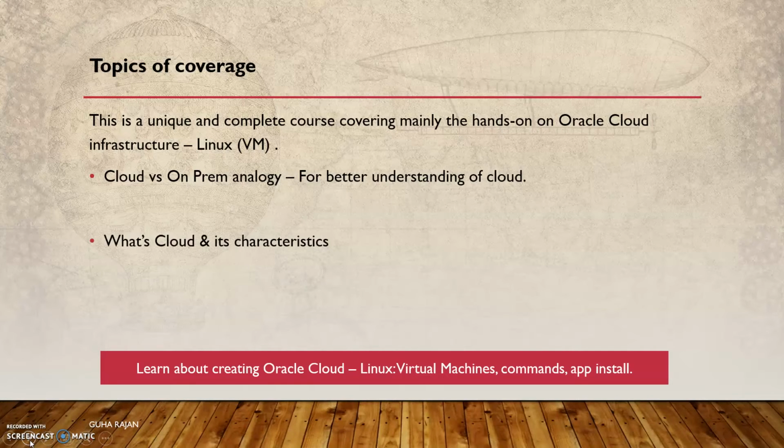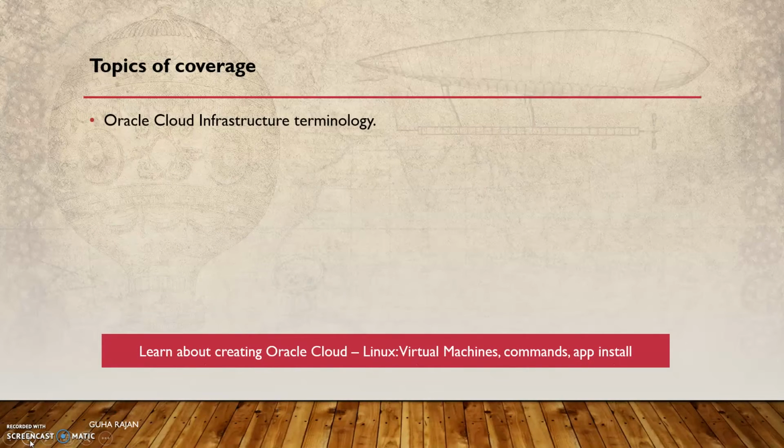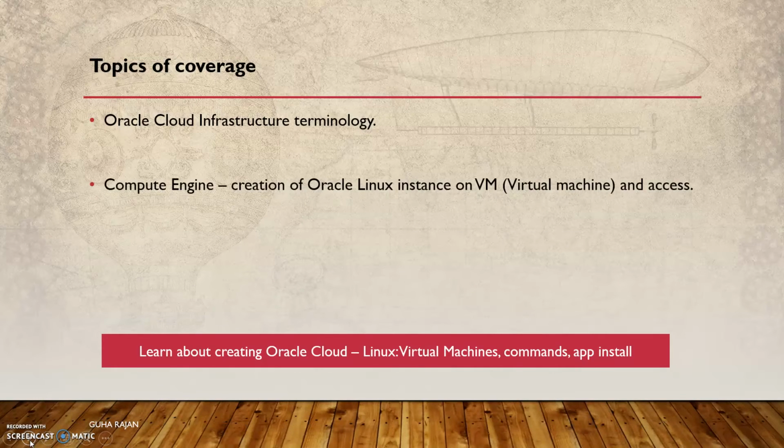And post that, we'll be looking at what is a cloud, its characteristics, getting access to the cloud infrastructure, which is of course the Oracle Cloud Infrastructure, what are the steps involved and how to get access to that. Post this, I'll be discussing about the Oracle Cloud Infrastructure key terminology, and then we'll be diving deep. So by this time you should have access to the Oracle Cloud.